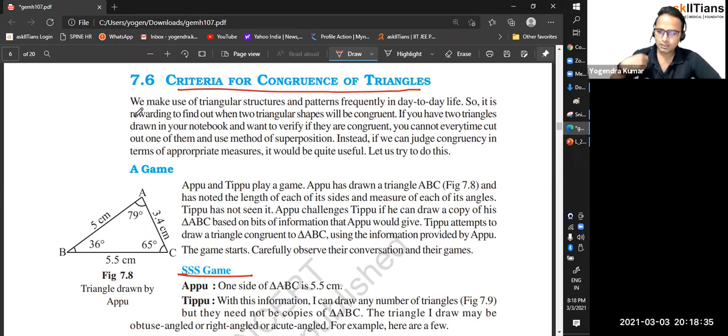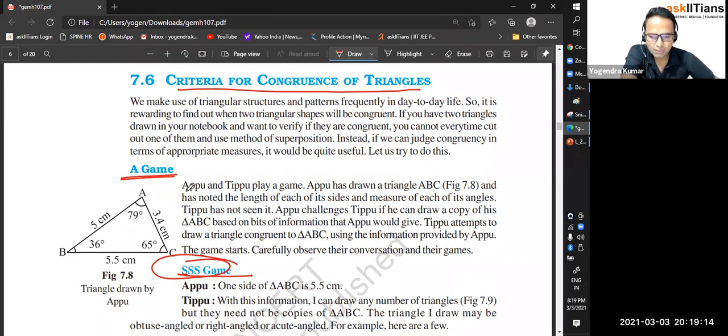Let's understand this from this example, which is a pretty good example. They say we make use of triangular structures and patterns in day-to-day life. So it is rewarding to find out when two triangular shapes will be congruent. If you have two triangles, let's understand how we say this is triple S congruency that we are discussing here.